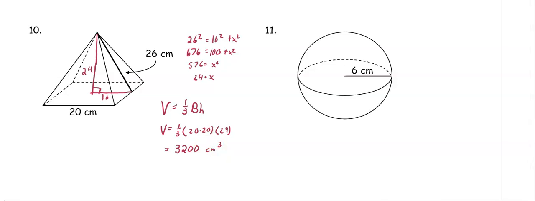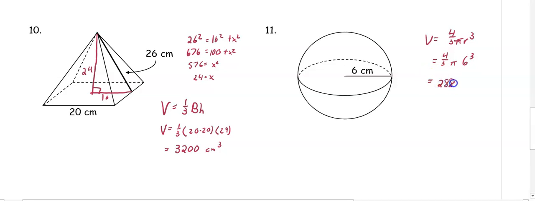centimeters cubed. Our last shape is a sphere. The volume of a sphere is 4/3 pi r cubed. Remember that volume has cubed units, so your volume formula is also going to have the radius cubed. So if the radius is 6, we have 4/3 pi 6 cubed. Which gets us 288 pi centimeters cubed.